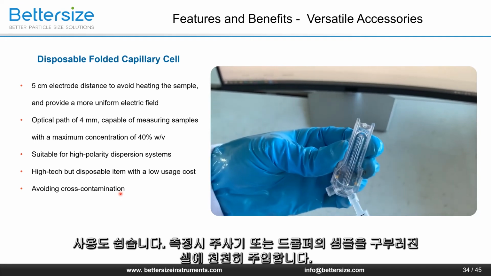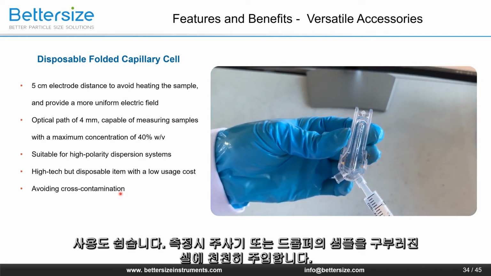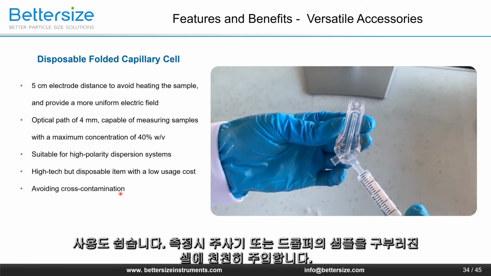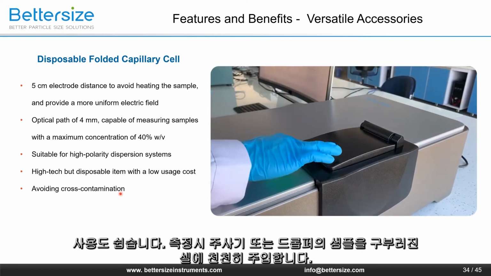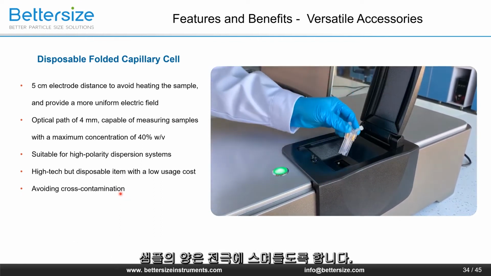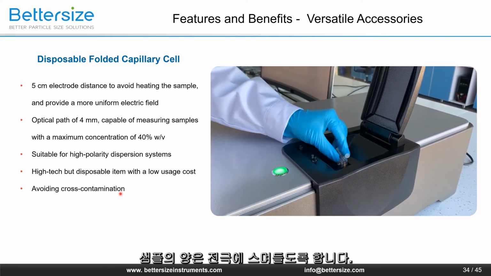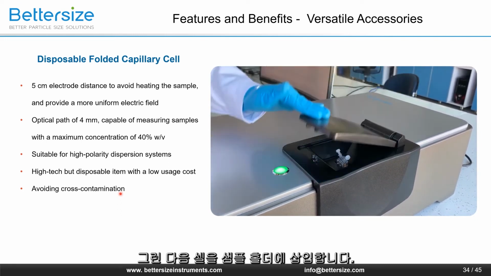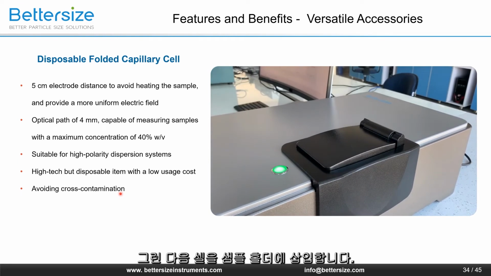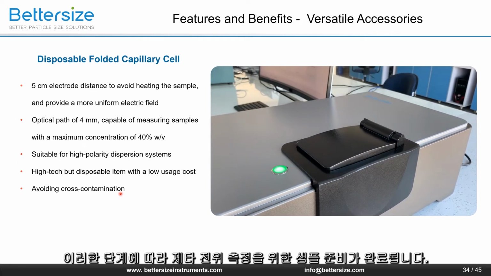It is easy to use when we are performing a measurement. Slowly add the sample from the syringe or dropper into the folded cell and make sure that the amount of sample just immerses the electrodes, and then insert the cell into the sample holder. Following these steps, the sample preparation is finished for zeta potential measurement.